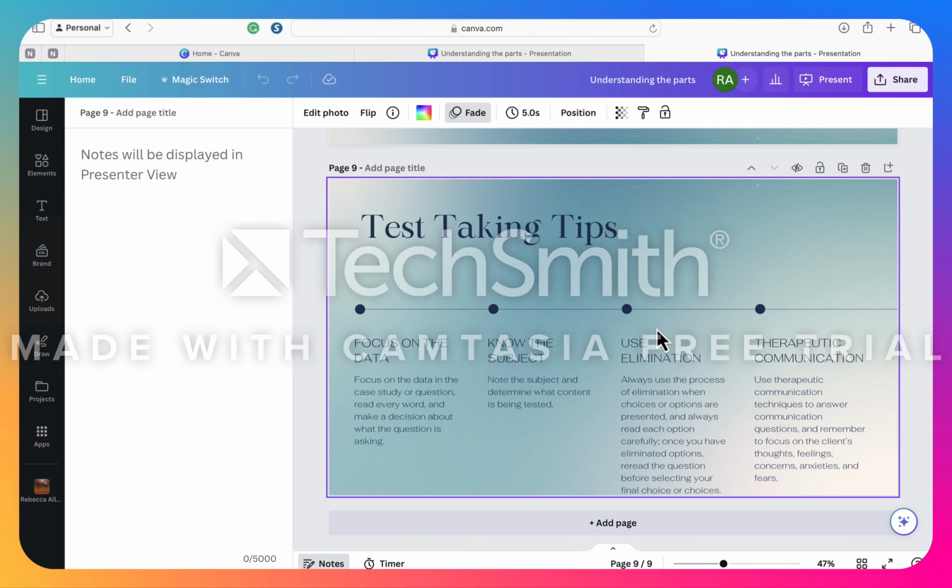And some test taking tips. You want to focus on the data in the case study or the question. You want to read every word, especially every word in the stem, and make a decision about what the question is asking. There's a method called rewording, where you read the question and then try to reword it in a way that you understand. So if you read the question and the choices and still don't feel comfortable with it, you read the question again, reword it in a way that you understand, and then approach answering the question again.